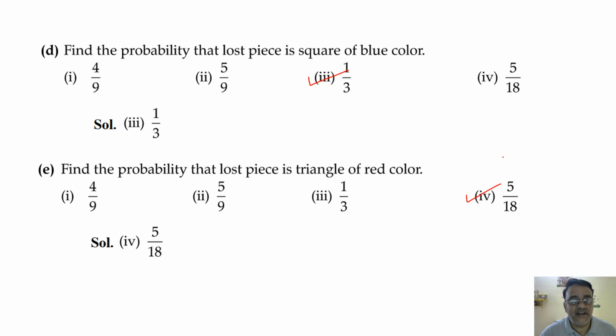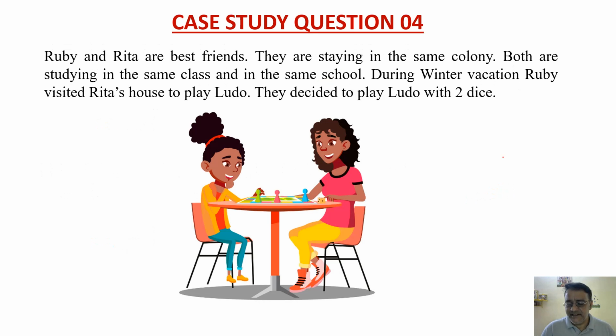Now we are moving toward the next question. Case study question number 4. Ruby and Rita are best friends. They are staying in the same colony. Both are studying in the same class and in the same school. During winter vacation, Ruby visited Rita's house to play Ludo. They decided to play Ludo with 2 dice, right? So let us start with the first question.